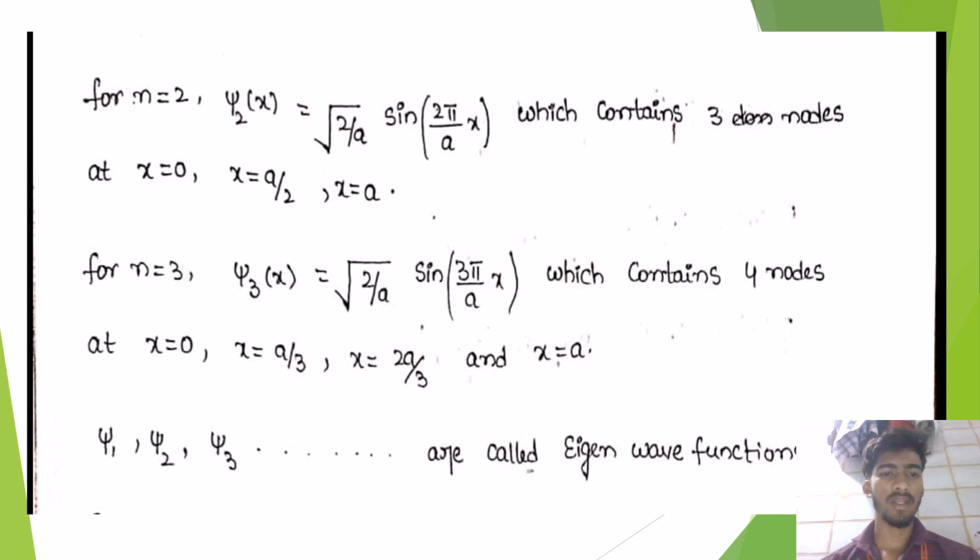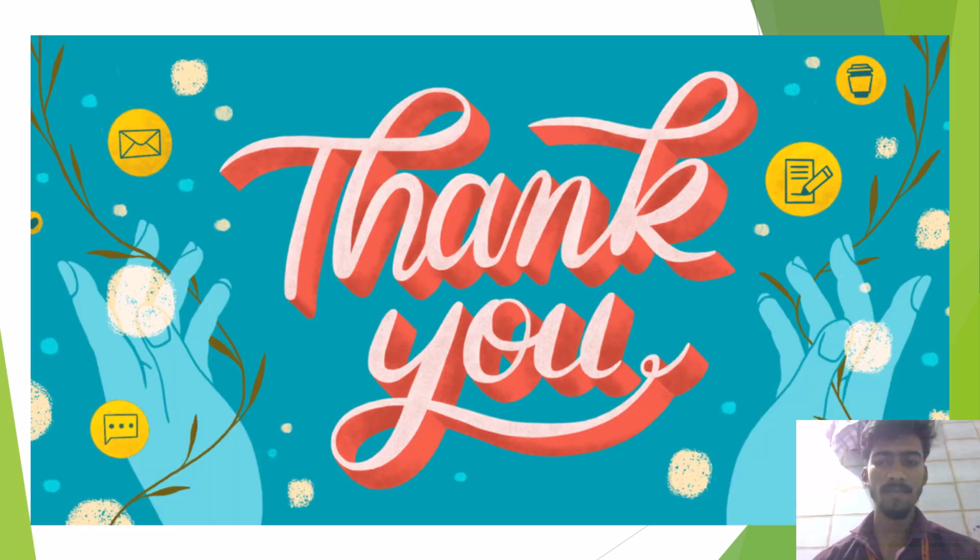For n equals 3, psi 3 of x equals root of 2 by a sin 3 pi by a into x, which contains four nodes at x equals 0, x equals a by 3, x equals 2a by 3 and x equals a. And it goes on continuously. In the place of n, we can substitute 1, 2, 3 and so on. Psi 1, psi 2 and psi 3 are called eigenvalue functions.